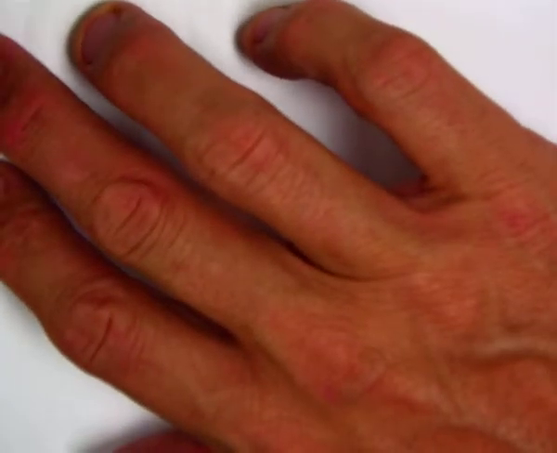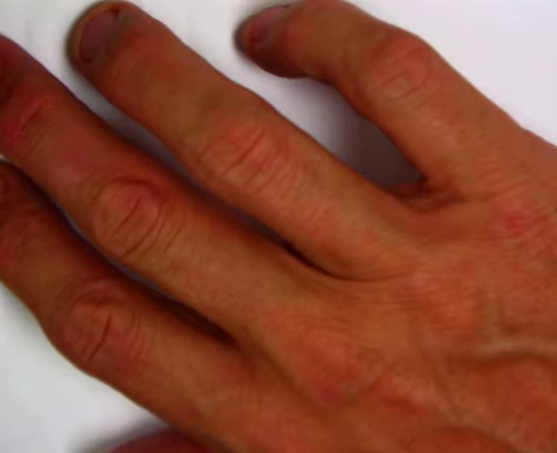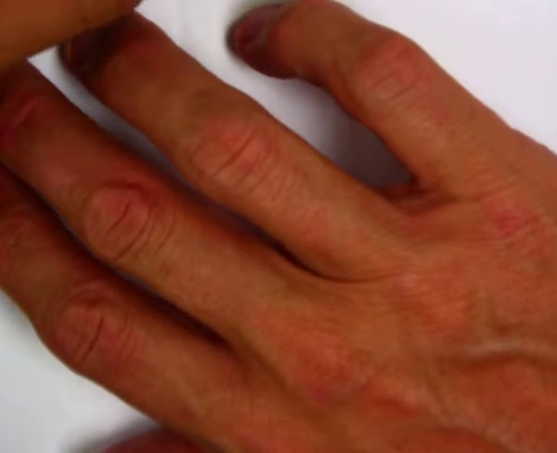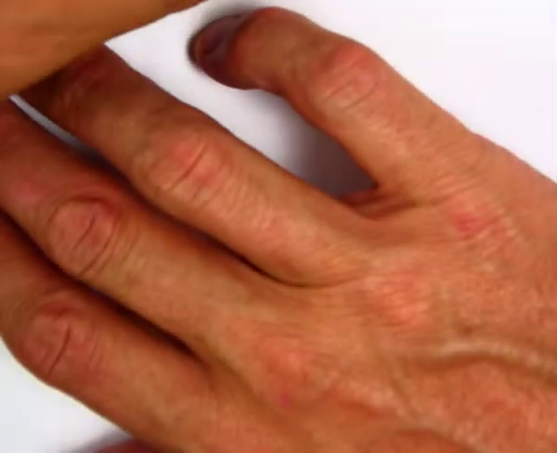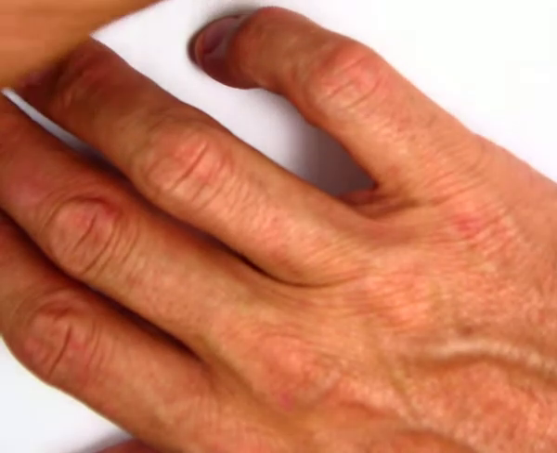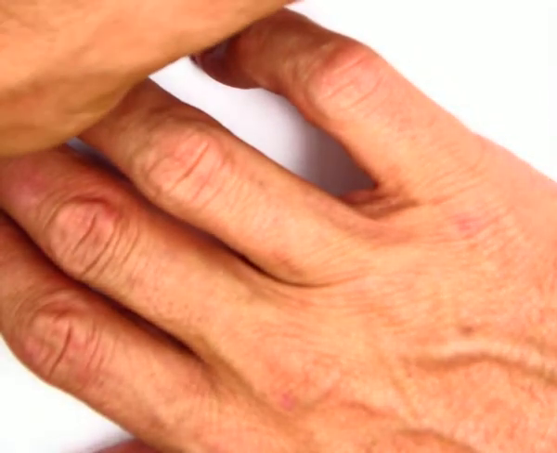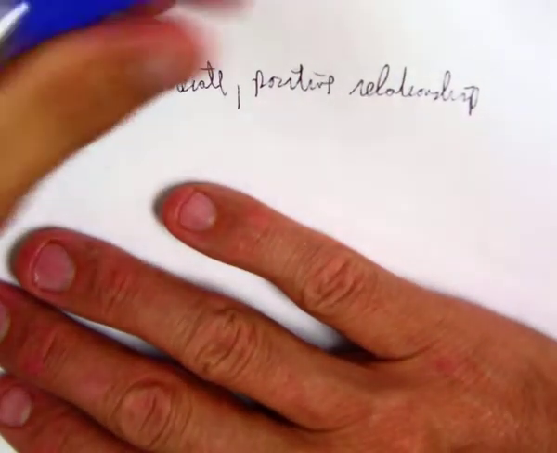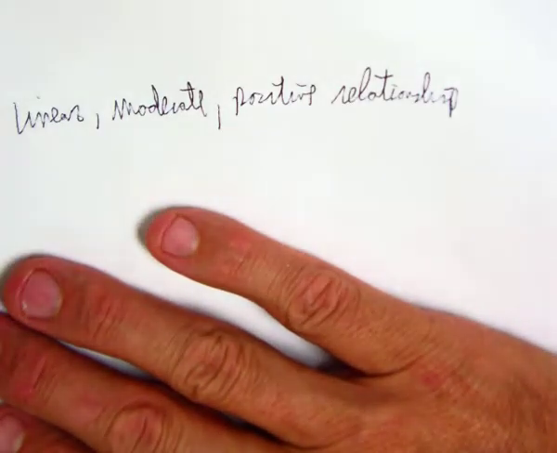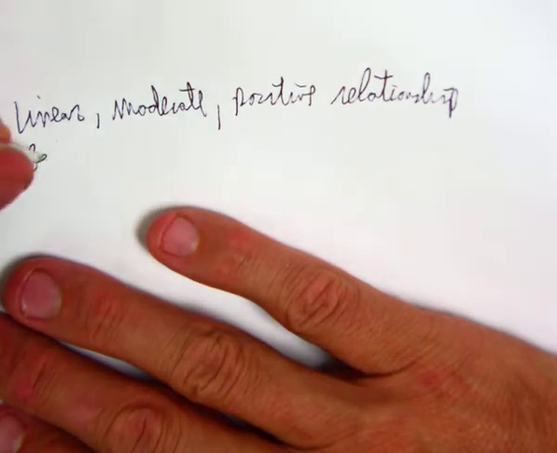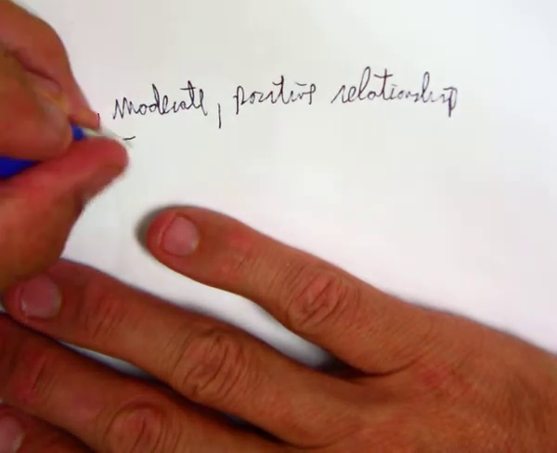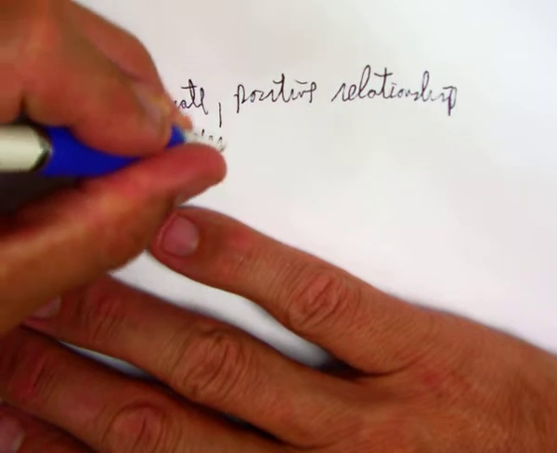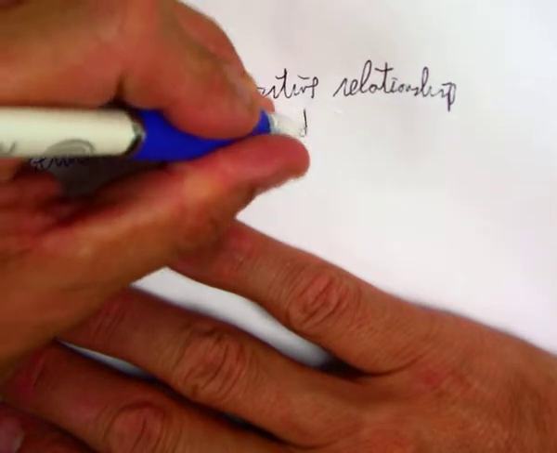So we have a linear, moderate, positive relationship. Let me zoom that out for you. So you have a moderate, linear, positive relationship between SAT verbal and SAT math scores.